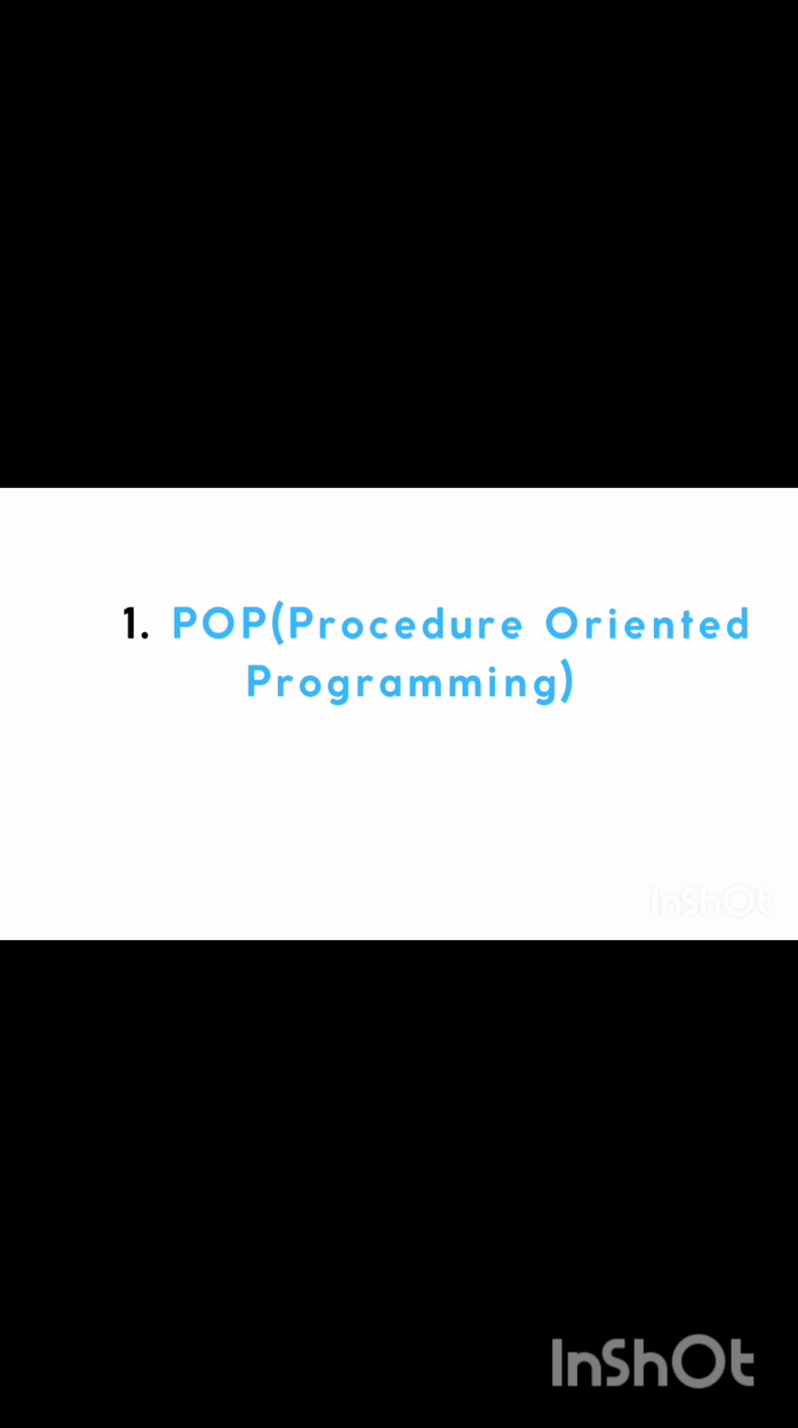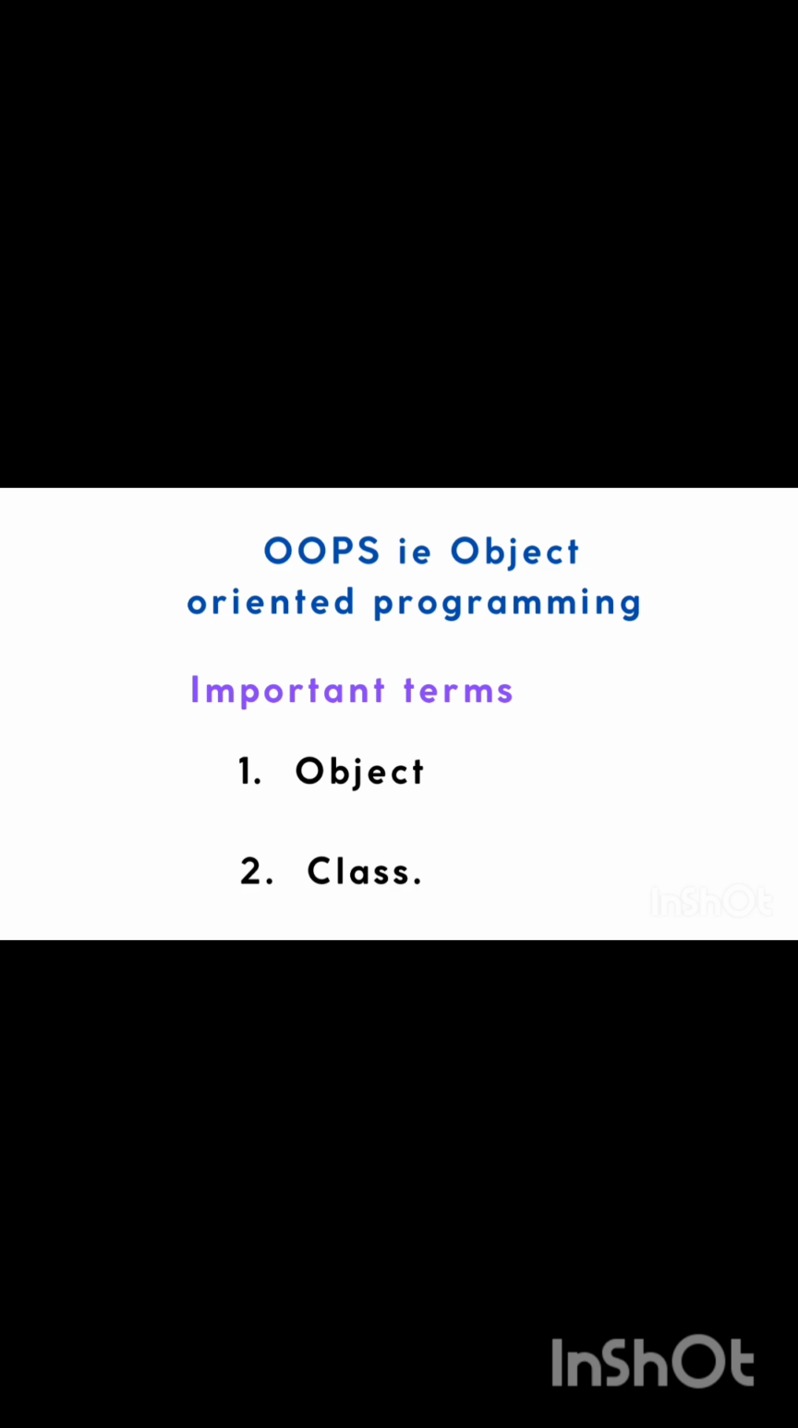The data here can be used and its value can be changed in many functions of the program at many places. As a result, data security can be a problem. To take care of this problem of data security, we make use of the OOPS or Object Oriented Programming concept. To understand this, we first need to define and explain two terms, that is object and class.